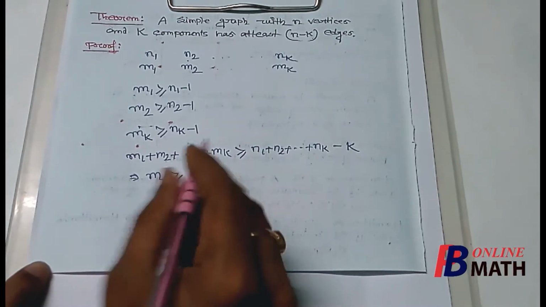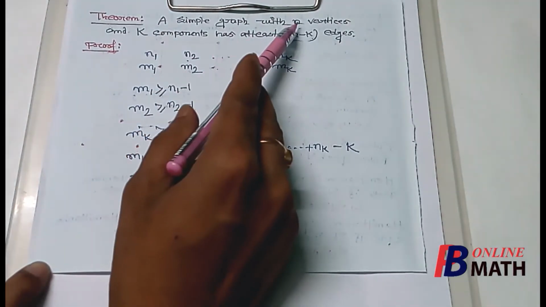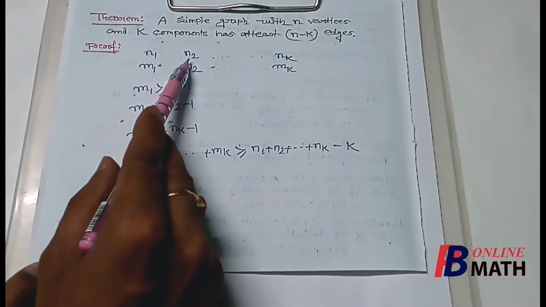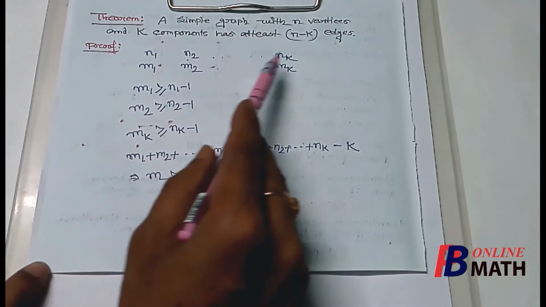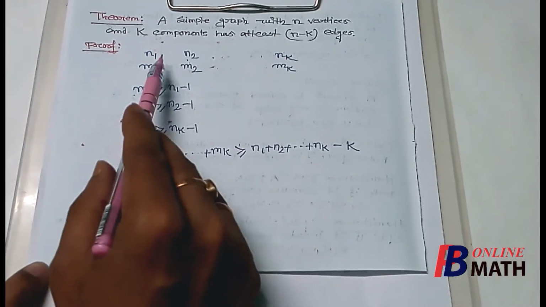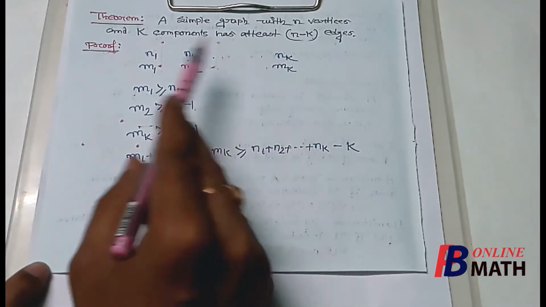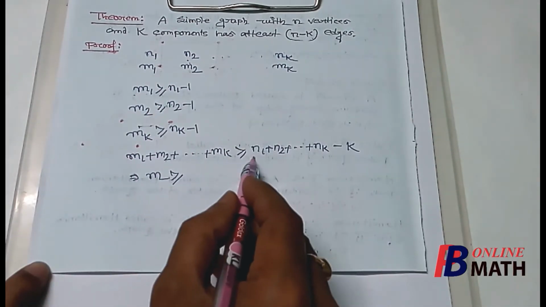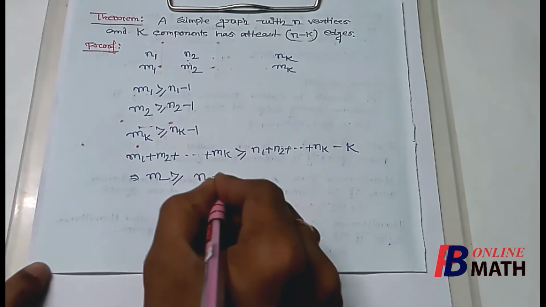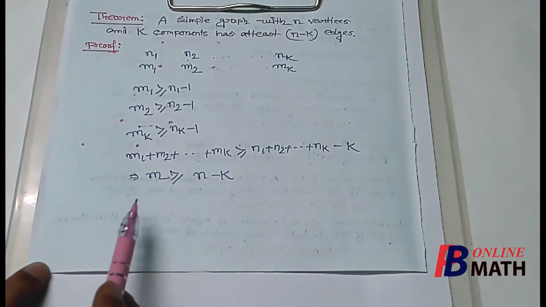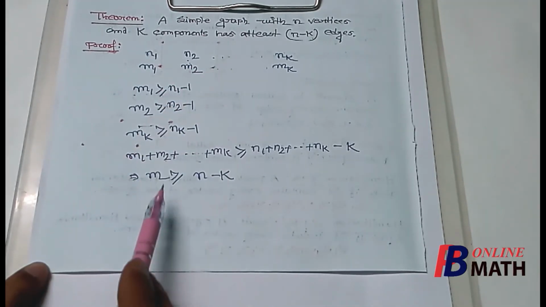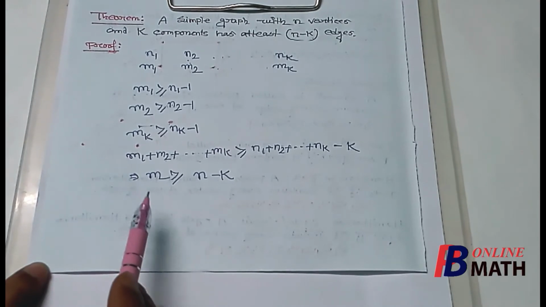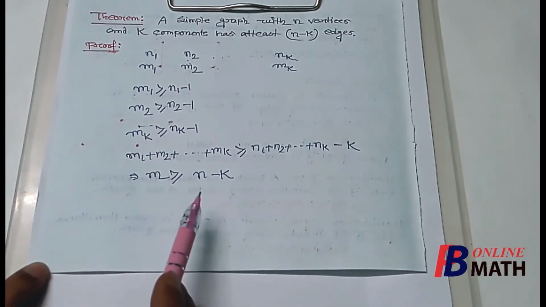This is greater or equal to, now the graph has n vertices, so component 1 has n1 vertices, component 2 has n2 vertices, and component k has nk vertices. So the total number of vertices is n. So n1 plus n2 up to nk is equal to n. So this sum is n. So it is n minus k. So here we find that for this graph, the number of edges is greater or equal to n minus k. So the minimum number of edges for this graph is n minus k.